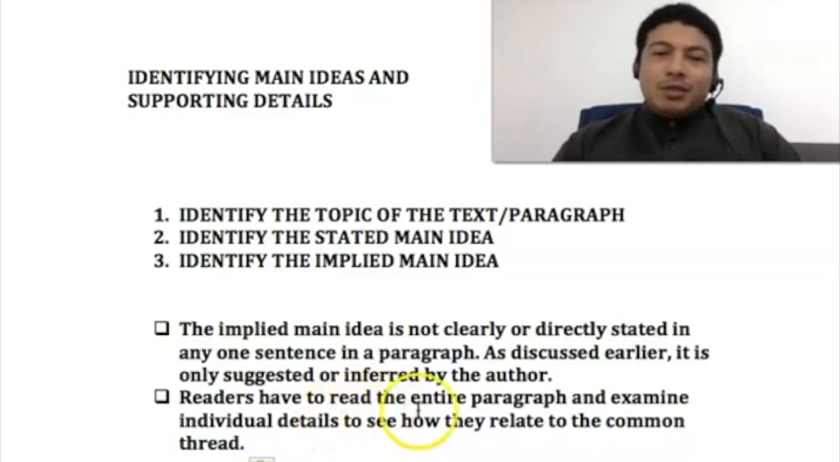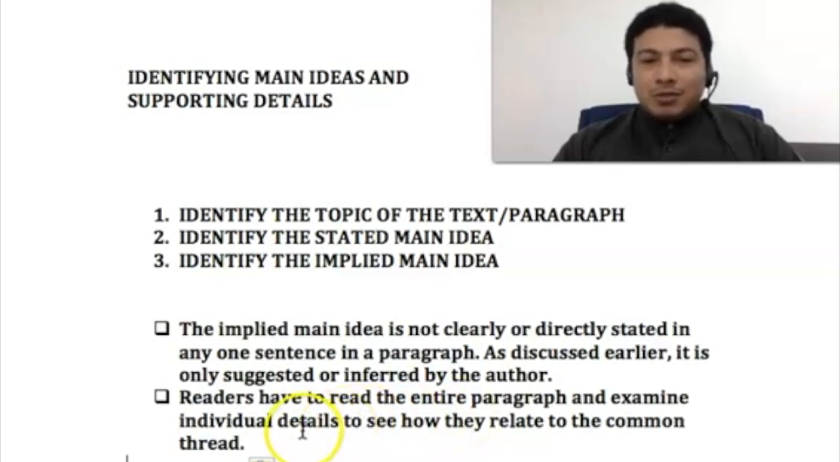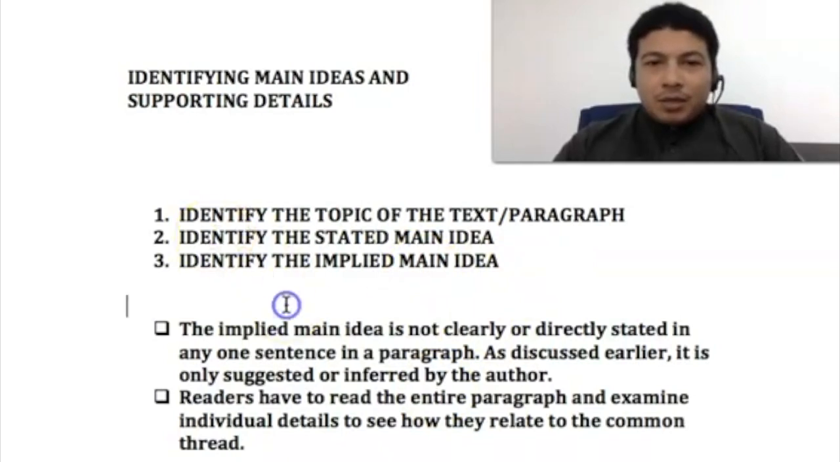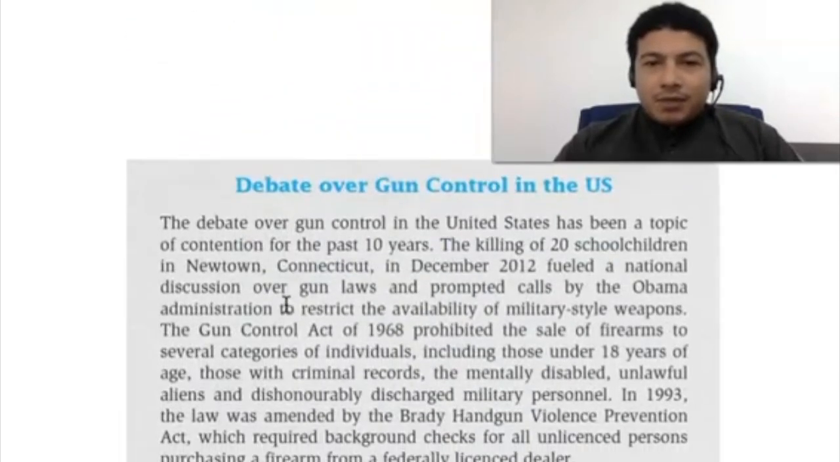Readers have to read the entire paragraph and examine individual details to see how they relate to the common thread. That means you'll have to read everything to understand what the implied main idea is. So you can pause this video and read this paragraph and try to decide what is the indirect point that the author wants to tell by writing this paragraph. So what can you infer?